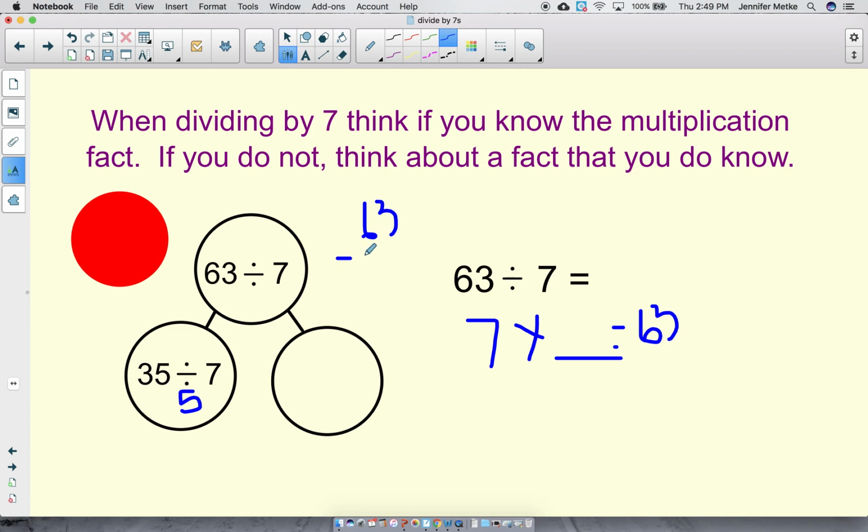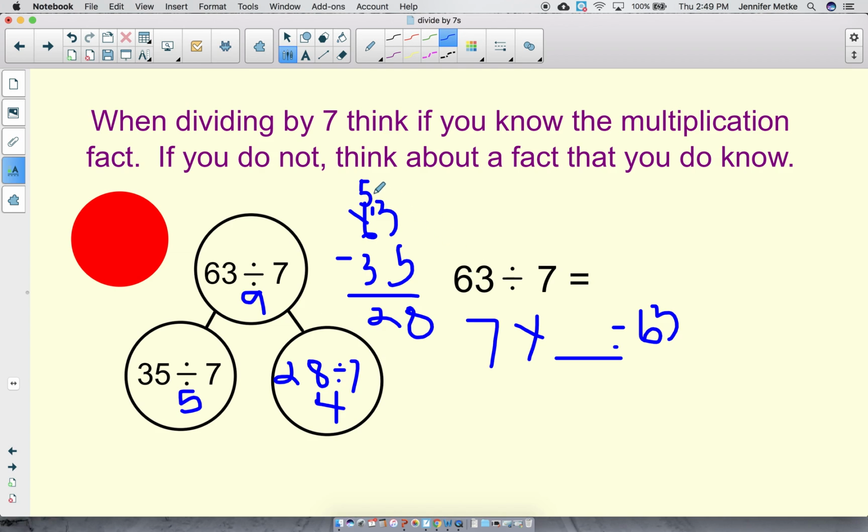So 63, and I have to subtract 35. This one is a little bit more difficult in subtracting because we've got some regrouping to do, but I can still figure that out. I know that this will be 28. There's 28 left in the total. I know I still have to divide that by 7. And 28 divided by 7 is 4. So now I take the quotient of each of these parts to figure out my whole, and I know 5 plus 4 is 9. 63 divided by 7 is 9.